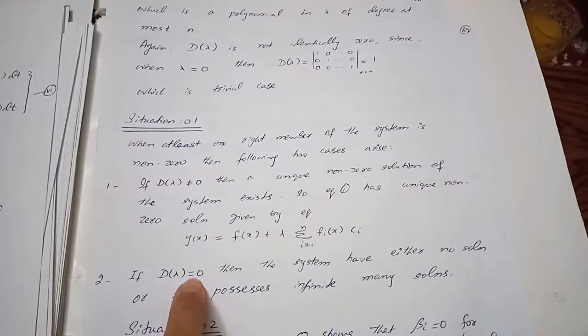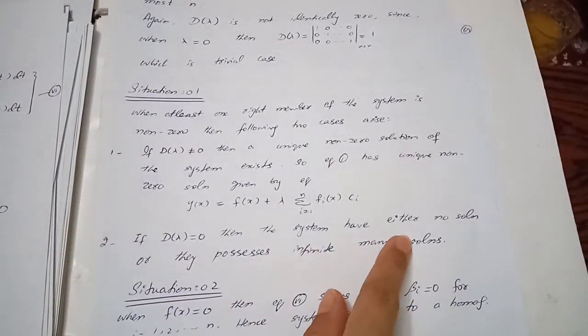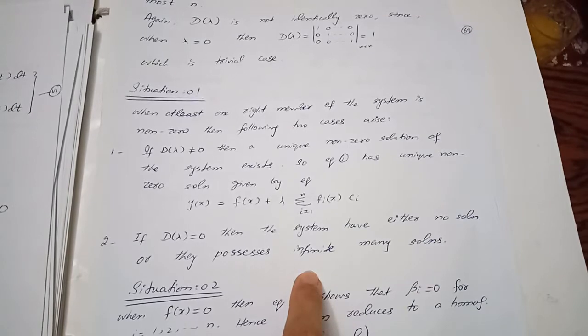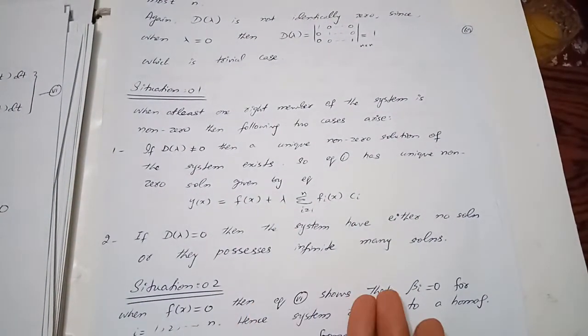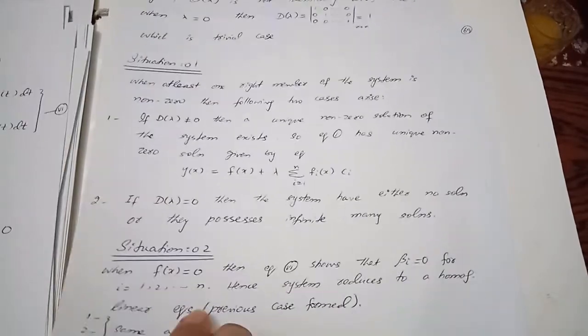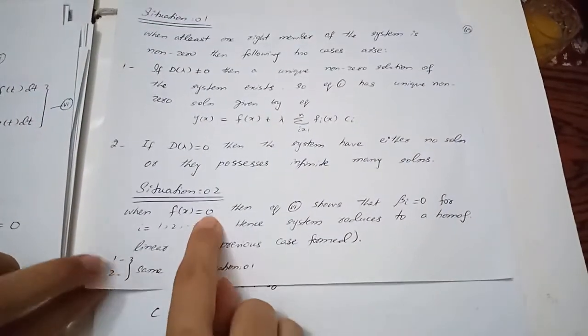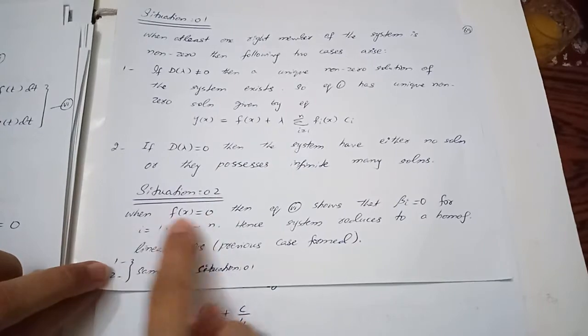If D of lambda is equal to 0, then the system has either no solution or infinitely many solutions. Whatever I am writing here, we are going to discuss in examples as well later on in upcoming lectures. Situation 2 comes when f of x is 0.